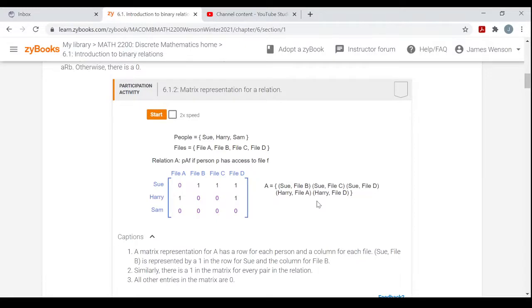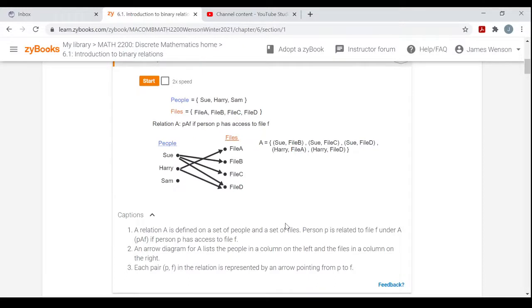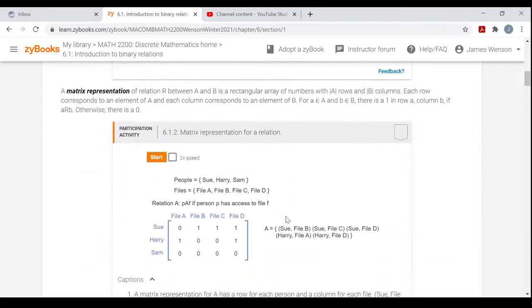So now you have a matrix, an arrow diagram, a set of ordered pairs, a description, maybe an equation, if it's between sets of numbers. Lots of different ways to represent a relationship between two sets.